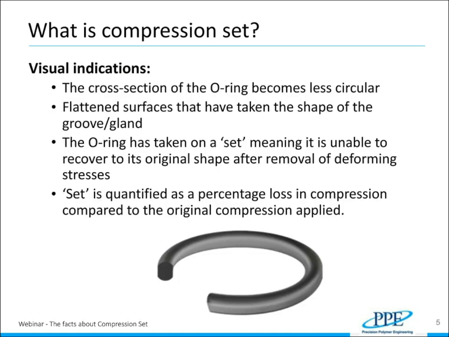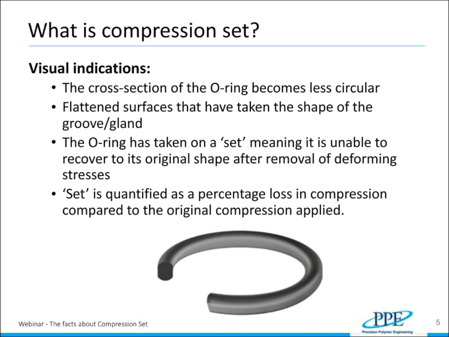So compression set, the visual indications. The cross-section of the O-ring is no longer circular. So flattened surfaces have taken on the shape of the groove. So the O-ring, or indeed any elastomeric part, has taken on set. It now no longer recovers or returns to its original shape as a result of the elasticity in the system. It now has a shape that's more similar to the groove in which it was placed, or indeed any hardware in which it was placed. So the set is quantified as the percentage loss in compression when we compare to the original compression applied.